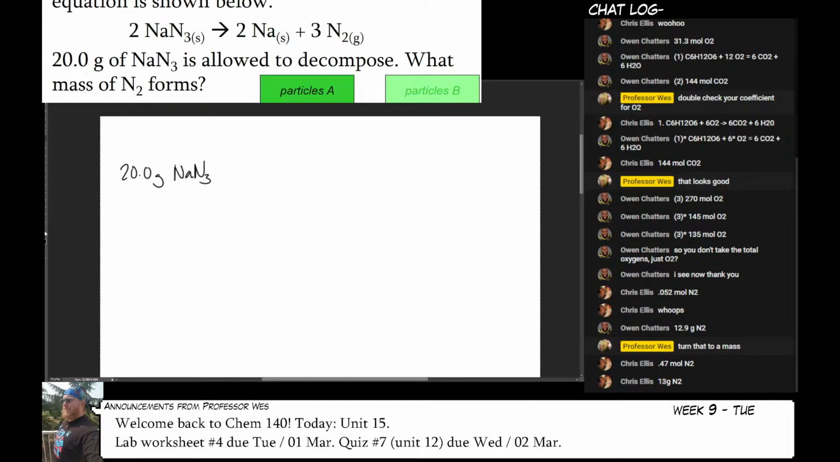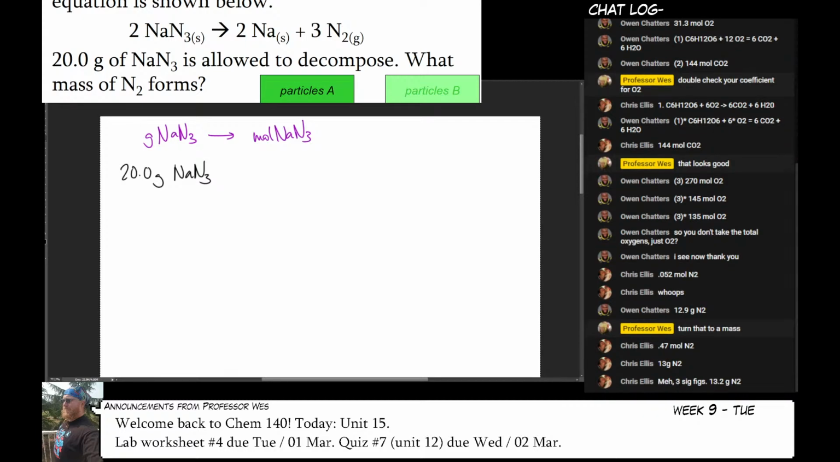All right, so we know that if I have something in grams, I can turn it into moles. And since the problem wants us to go from sodium azide to nitrogen, we could turn moles of sodium azide into moles of nitrogen, and then turn that into a mass. So let's do that.